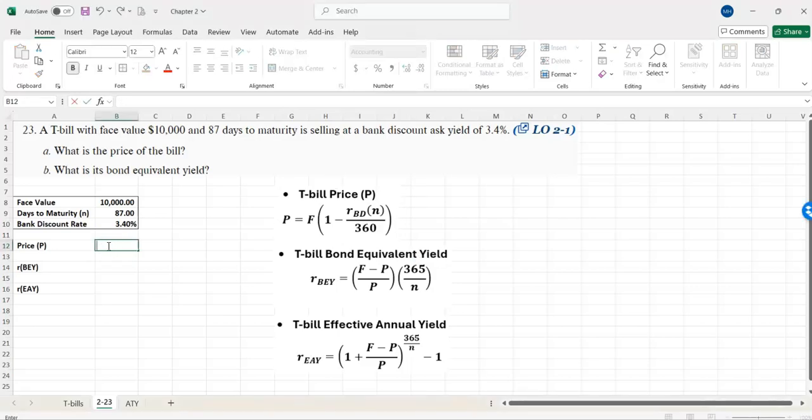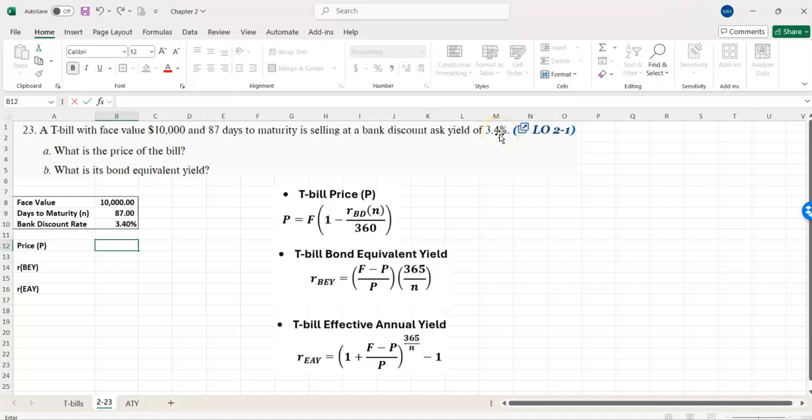Okay, so this is T-bill price and bond equivalent yield calculation. We're also going to calculate effective annual yield. You have a T-bill with a face value of $10,000, 87 days to maturity. Bank discount ask yield is 3.4%.